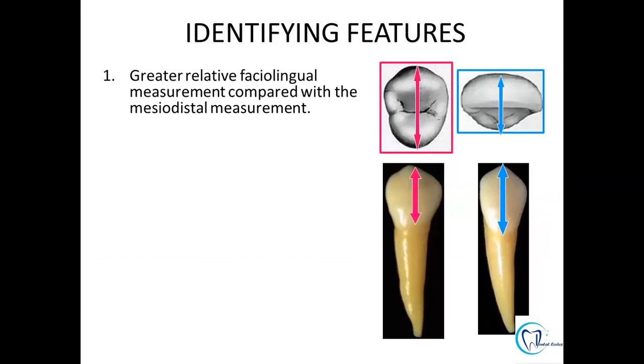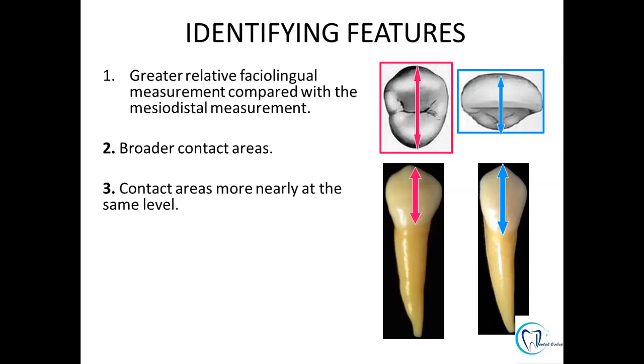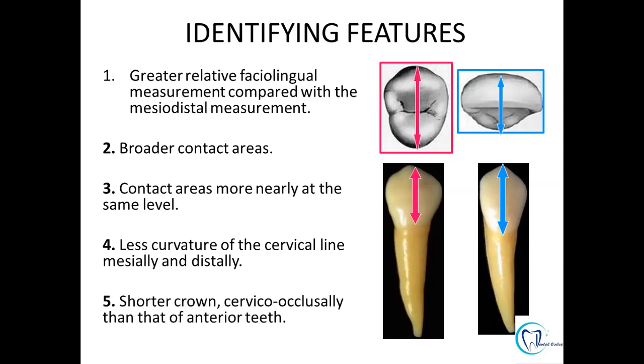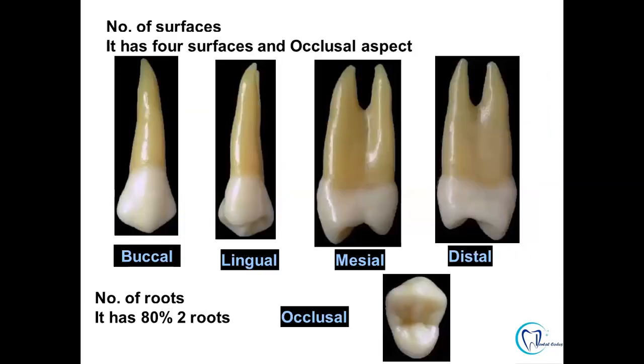Now, starting with the identifying features for premolars, they have greater faciolingual measurements in comparison to the anterior teeth and less mesiodistal measurement in comparison to the posterior teeth. When we talk about the contact areas, premolars have broader contact areas, and the contact areas are more or less at the same level on both sides. There is less cervical curvature mesially and distally, and the crown is cervico-occlusally shorter in comparison to the anterior teeth.